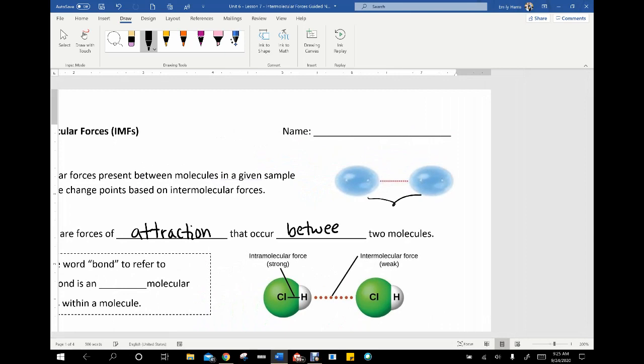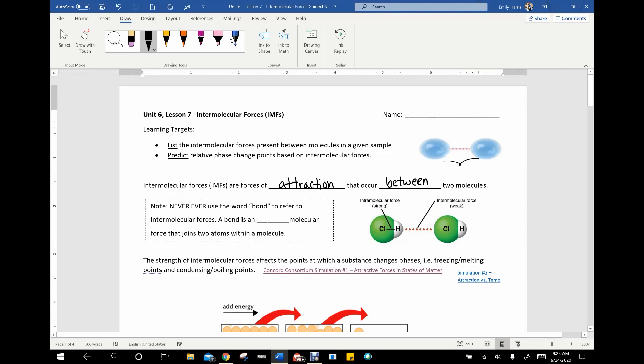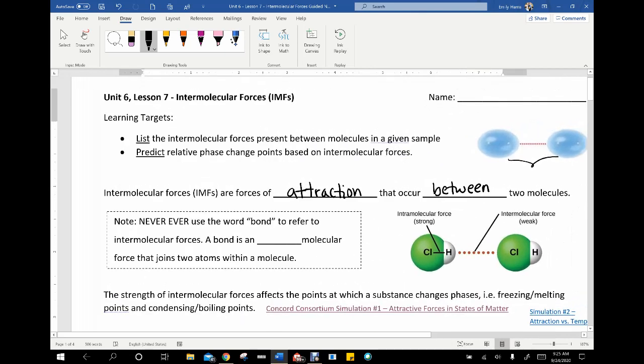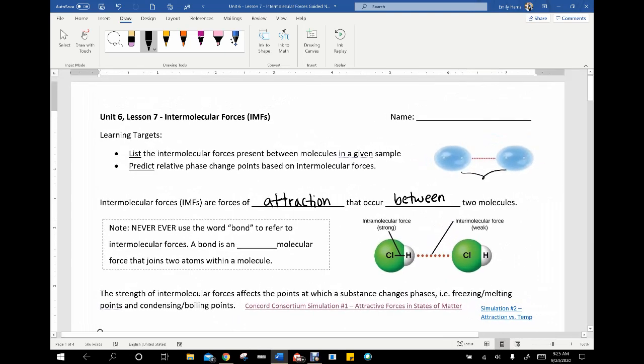If your teacher is asking you to submit your notes, we'd love for you to take notes along with us, either using Cami, or you can print out this guide and write on top of it, or write on your own sheet of paper. If you are going to take notes at the request of your teacher, now is a great time to go ahead and start. Alright, so intermolecular forces are forces of attraction between two molecules.